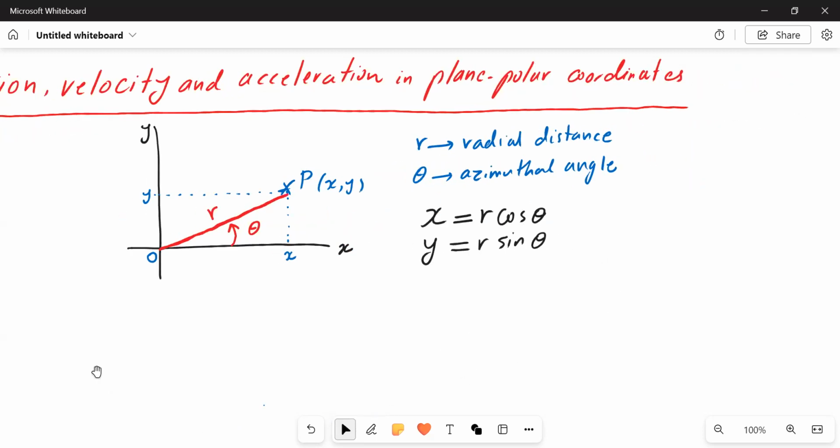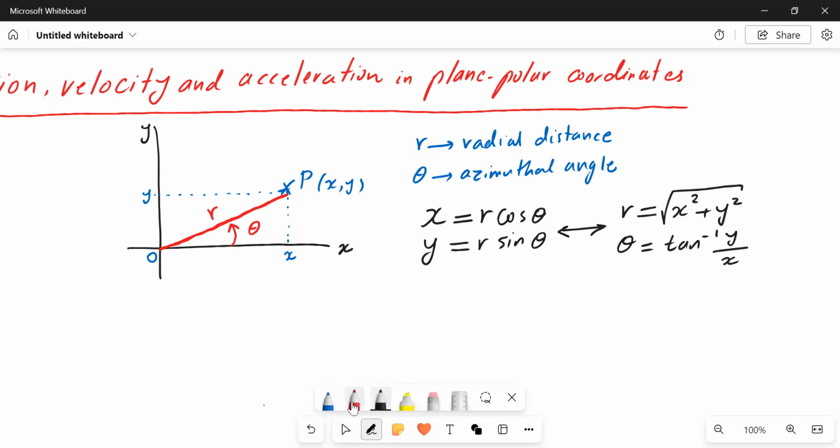Likewise, I can find my polar coordinates by knowing the Cartesian coordinates in this way. The radial distance would be the square root of x squared plus y squared, and the azimuthal angle would be the inverse tangent of y over x. All right, so far so good.